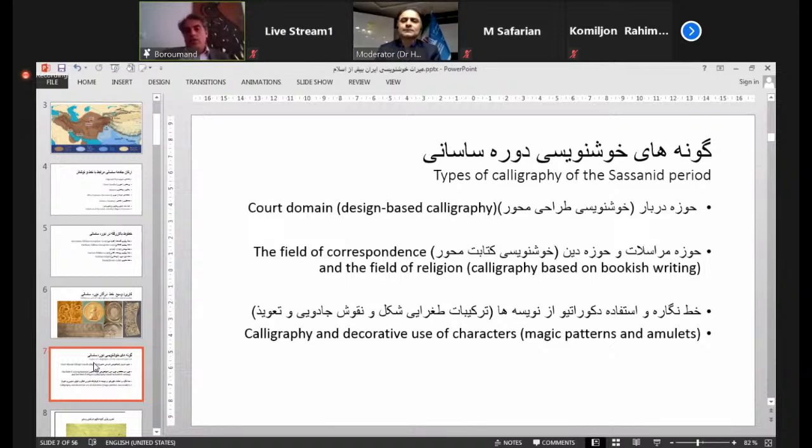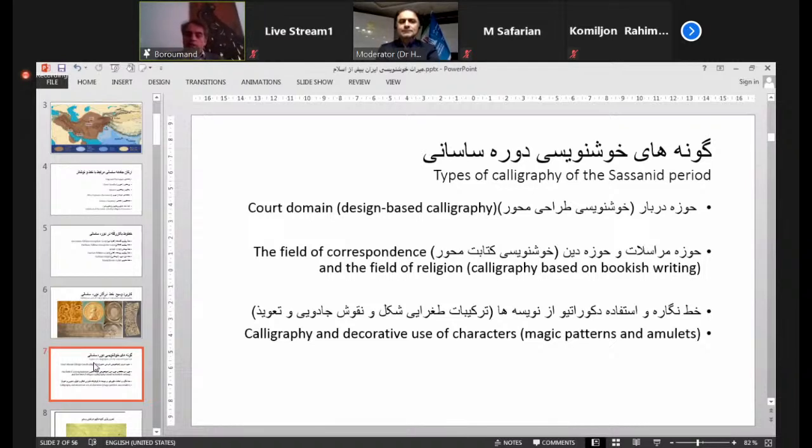The second form is book-based calligraphy, which is based on books, probably derived from books of religions. It directly uses qalam and ink.